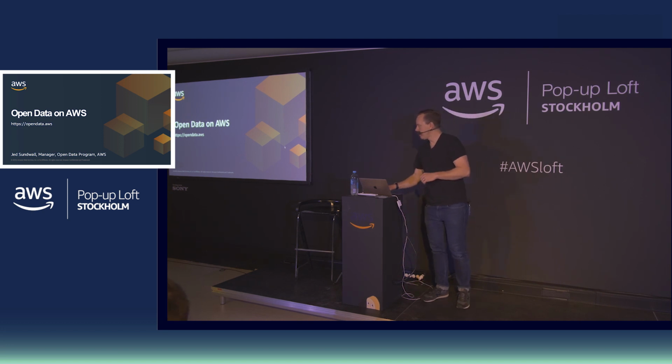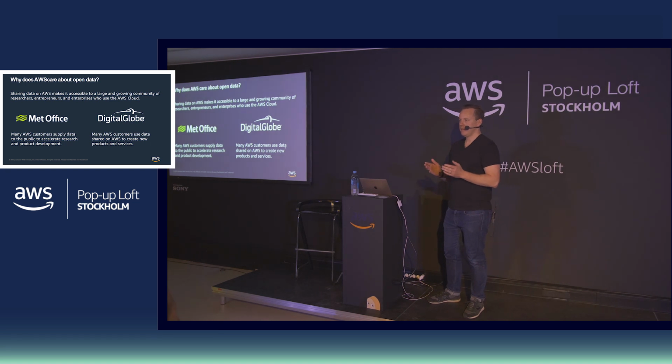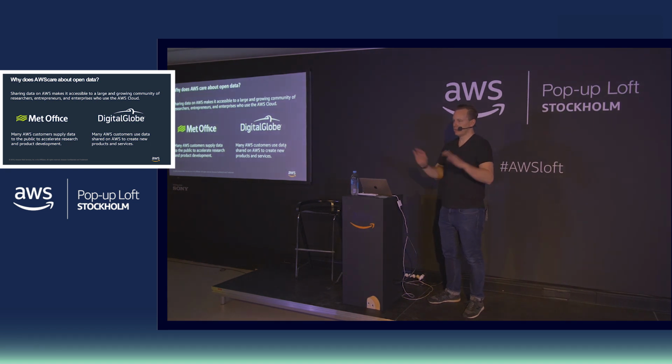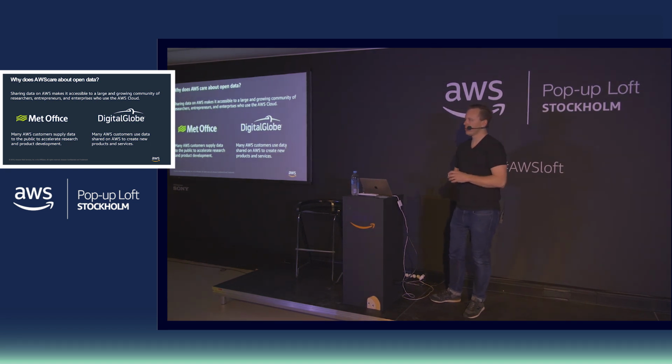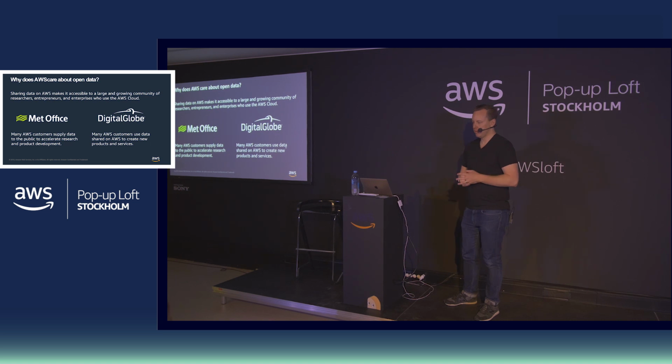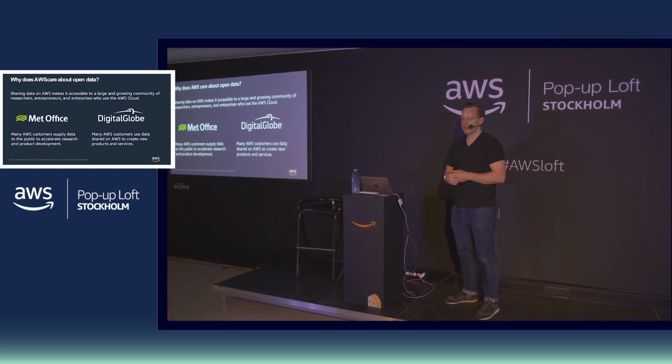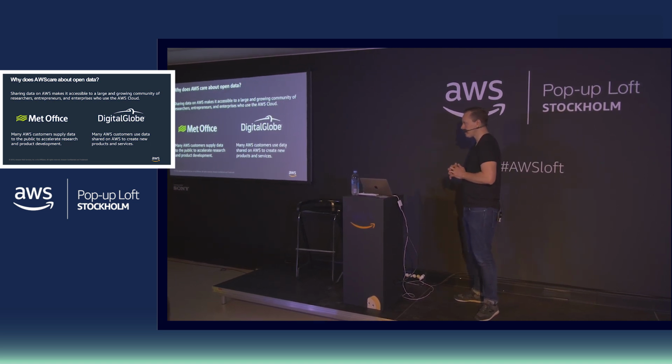So I run the Open Data program at AWS. We've got a global team. We work with customers all over the world. We mostly work with government customers who have large volumes of data that they want to share publicly. So we work a lot with big scientific agencies. We work with NASA. We work with a lot of meteorological offices, like the Met Office in the UK. And then obviously today we're going to be hearing from Rupe from the Finnish Meteorological Institute.